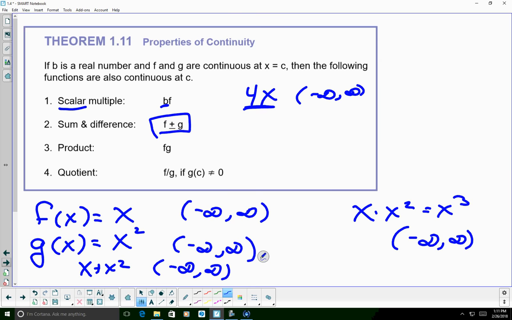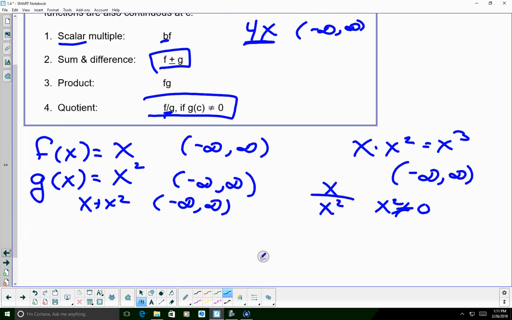The only time that you have to be careful is when you divide. So if I take x divided by x squared, I have to make sure that x squared is not equal to 0, because then I would have division by 0. But other than that, it would still be continuous from negative infinity to infinity, except the one place where, so I could not do this for g of c, or g of 0, because then it would make the denominator equal to 0. That would be the only time it would change the continuity.